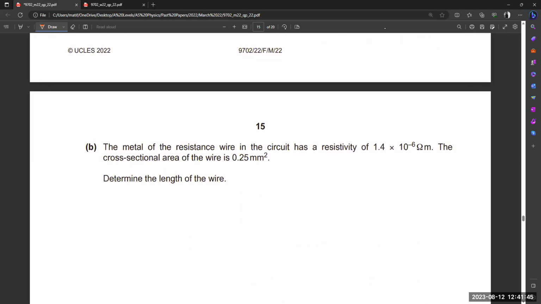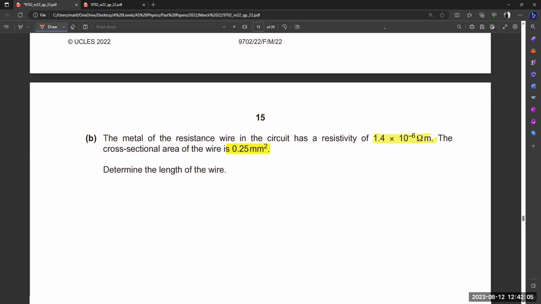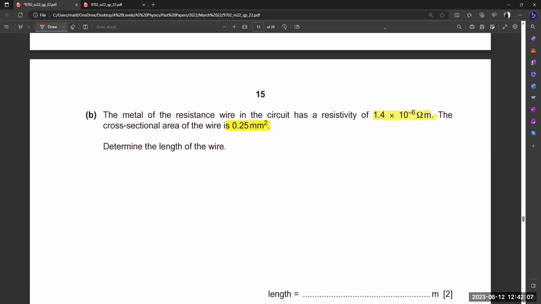Next, the metal of the resistance wire in the circuit has a resistivity of 1.4 times 10 to the power of minus 6. This is the value of resistivity. Next, the cross-sectional area of the wire is 0.25 millimeter square. Determine the length of the wire. So resistivity is given; length is not given, cross-sectional area is given.